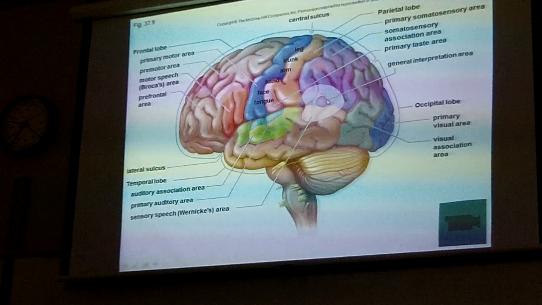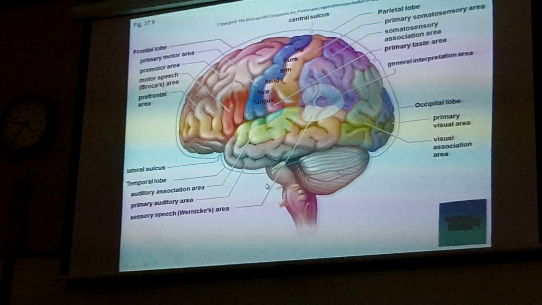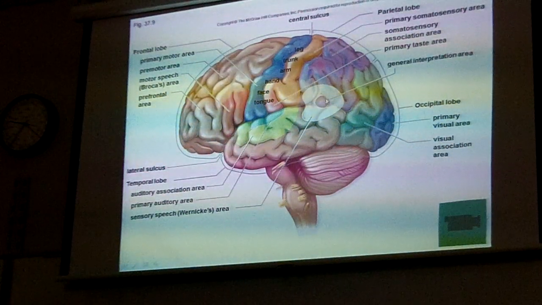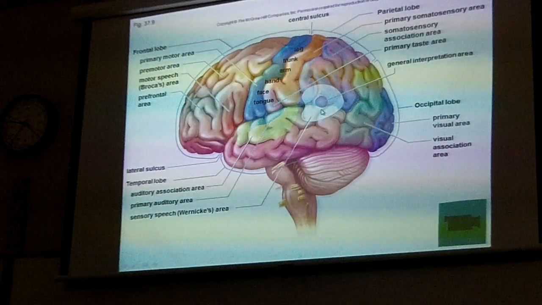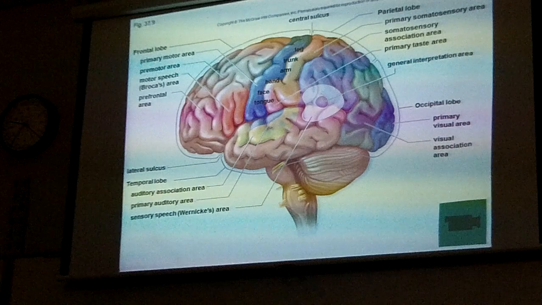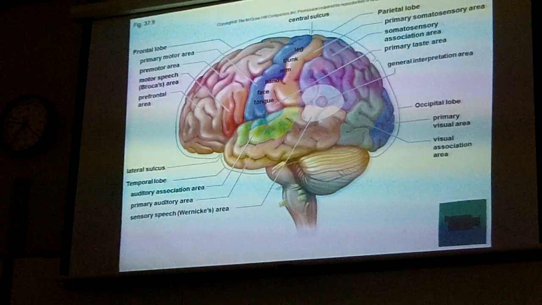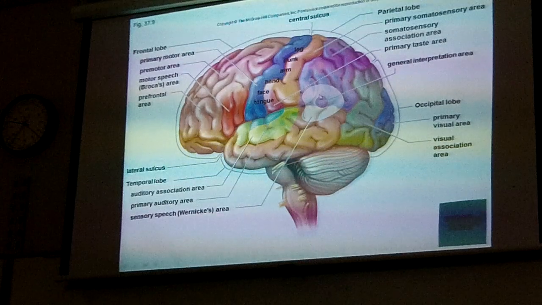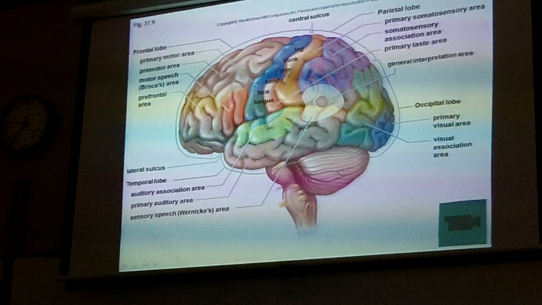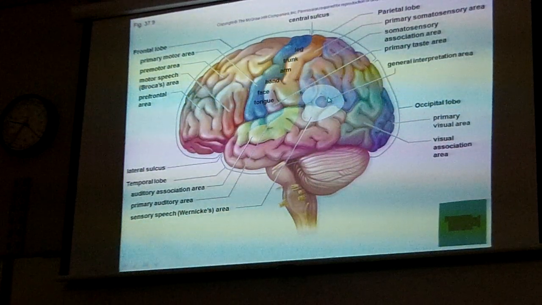If you get damage right here in the parietal lobe, you won't be able to understand speech. There have been people with strokes to this area, and to them, to me it sounds like I'm talking here, but to them it would sound like, they can't understand anything. This area interprets the speech that comes in.